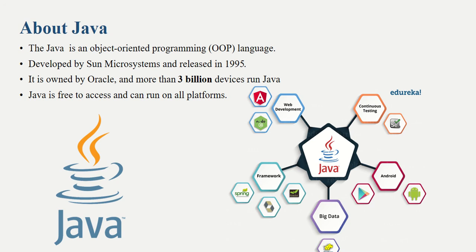What is Java? Java is a very interesting language developed by Sun Microsystems. It's owned by Oracle now, and it runs on all platforms. It is used to create web applications, for testing, for creating mobile applications, for big data, for frameworks, for games, and for desktop applications.